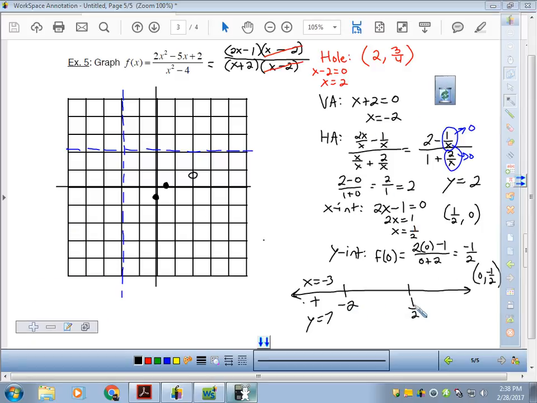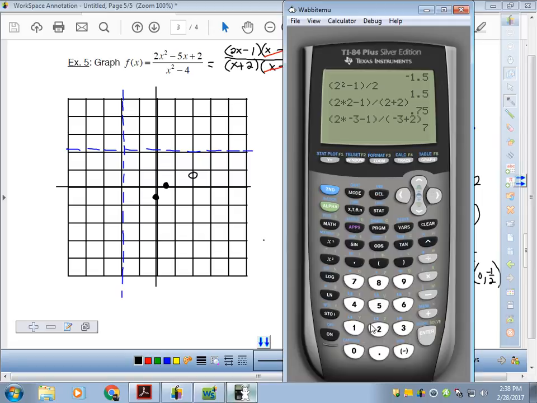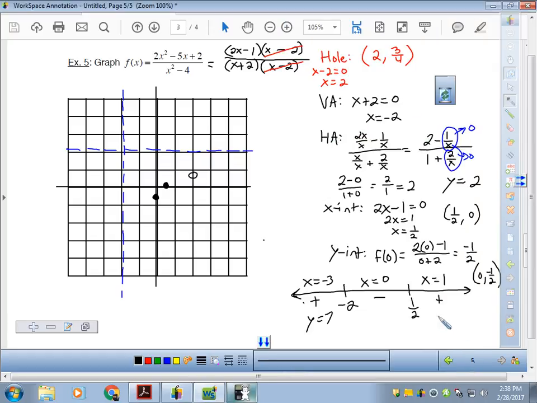In between -2 and 1/2, I'm going to use 0, because I already know when I plug in 0, I get a negative. I get this -1/2. And then lastly, between 1/2 and infinity, I can pick any number. I'm going to pick x equals 1. So if I plug in 1, 2 times 1 minus 1, divided by, parentheses, 1 plus 2, I get 0.33333, which is 1/3. I have a positive, and y equals 1/3.